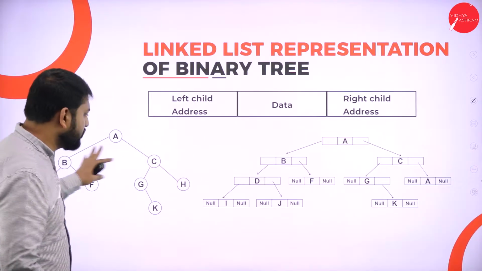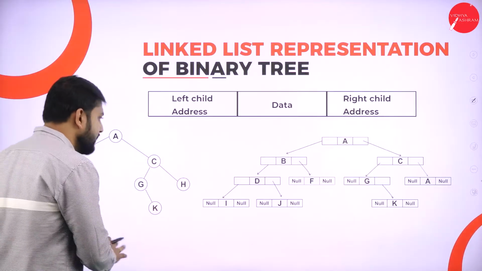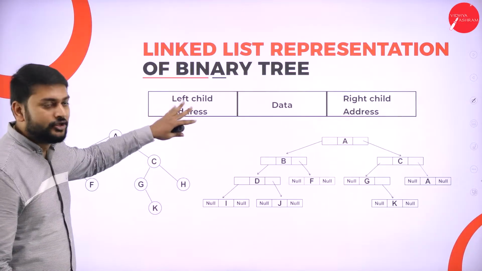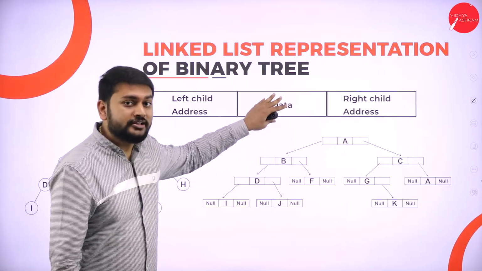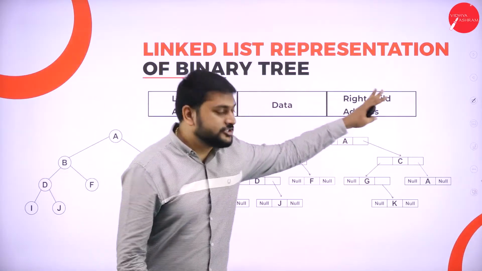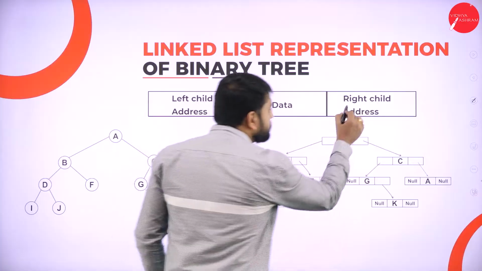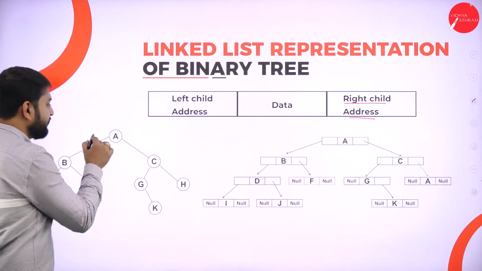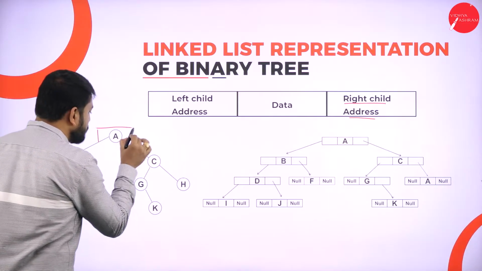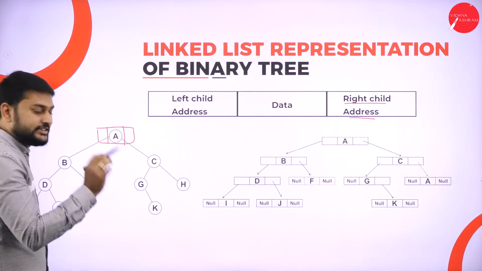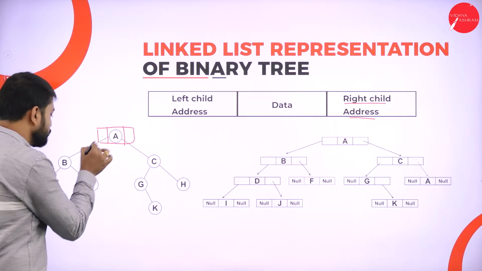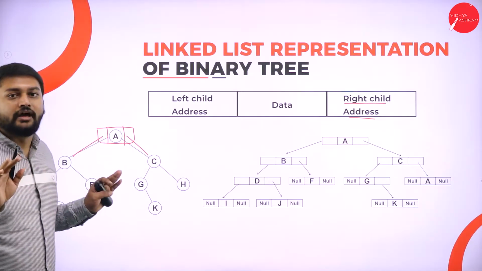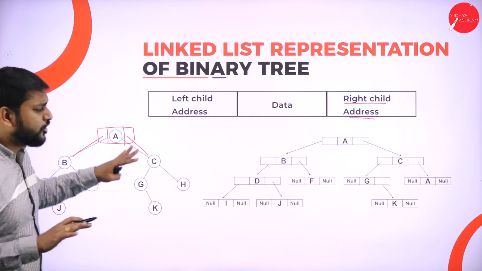Consider the same tree that you have here. In the left part, you maintain the left child address. In the middle, you should maintain the data. In the right side part, you will mention the right child address. That's it. It's very simple. If this is the node, you will have the node like this. This left child address you will store here, and this right child address you will store here. In the middle part, you will have the A. That's it. You'll not do anything else.